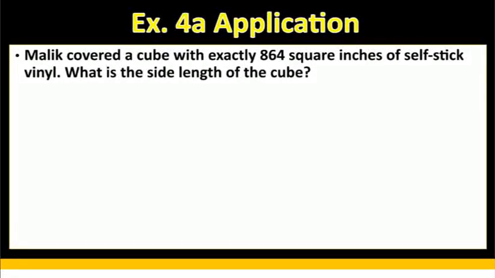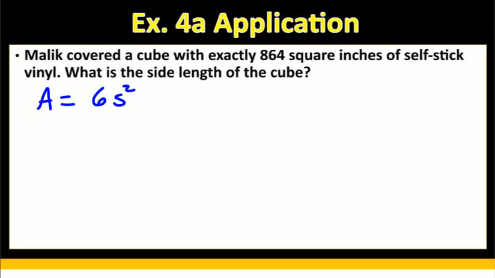Malik covered a cube with exactly 864 square inches of self-stick vinyl. What is the side length of the cube? Now remember, on a cube, all the sides are squares. So we have area of a square is s squared, the side squared. But I have 6 sides of the cube, so 6 squares on it. So it's going to be area equals 6 times s squared.